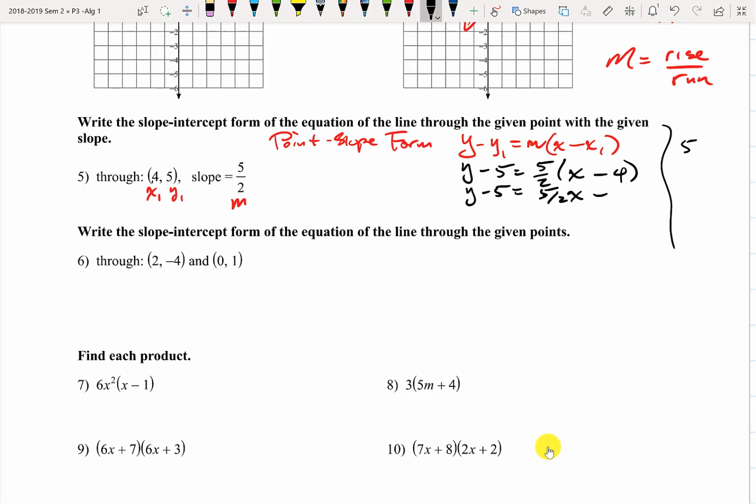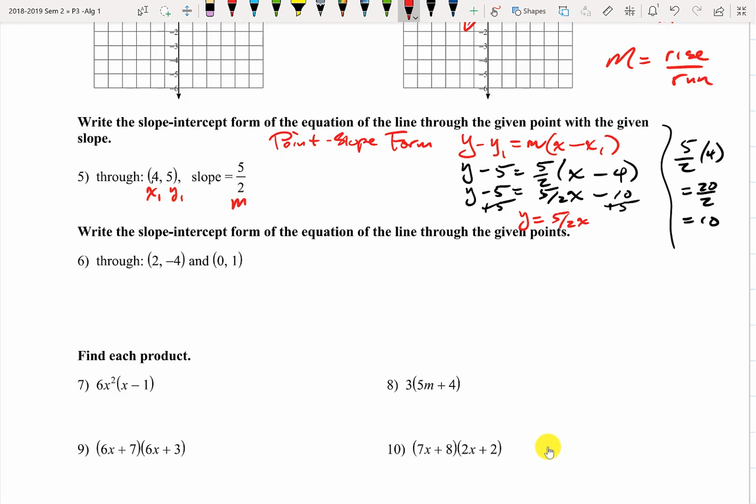So let's do a little side work. 5 halves times 4 equals 20 halves, which is 10. 5 times 4 is 20. And so it's minus 10. Add 5, and you're done. You have y equals 5 halves x minus 5.